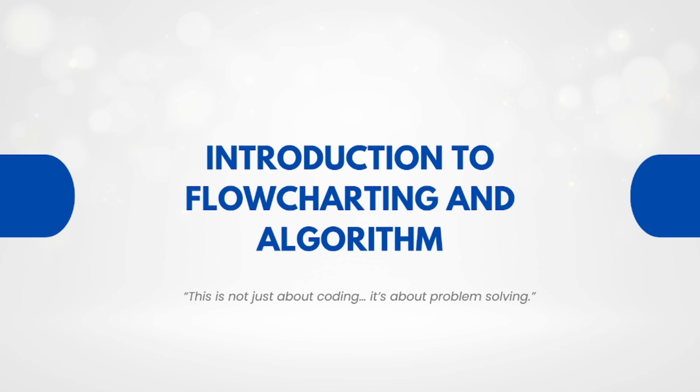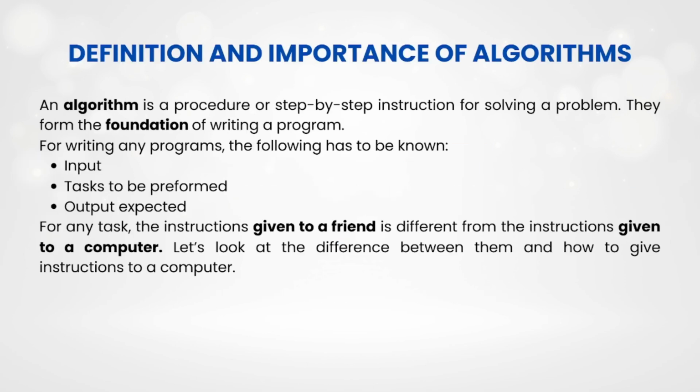Today, we'll begin our discussion on flowcharting and algorithms. This will give us a foundation for understanding how to organize and present solutions step by step. An algorithm is simply a step-by-step procedure for solving a problem. It is important because algorithms form the foundation of writing any program. To create one, we need to identify three things: the input, the tasks to perform, and the expected output.